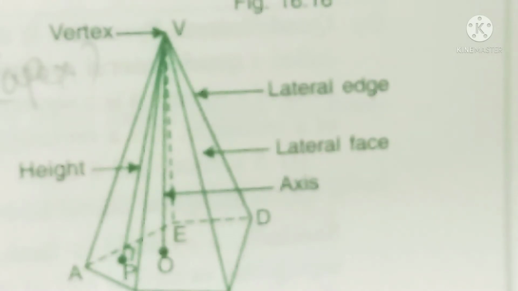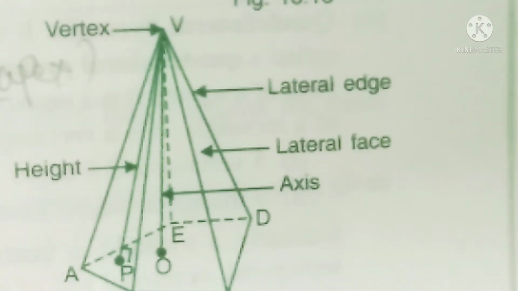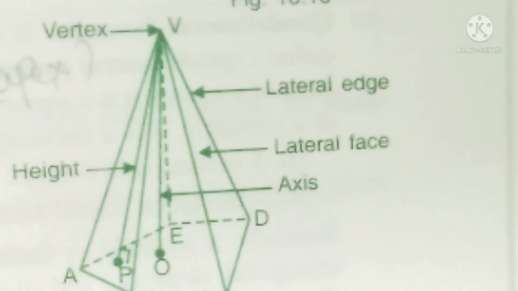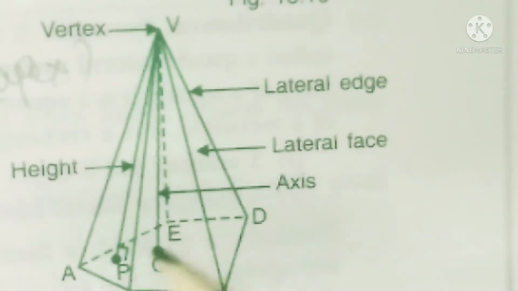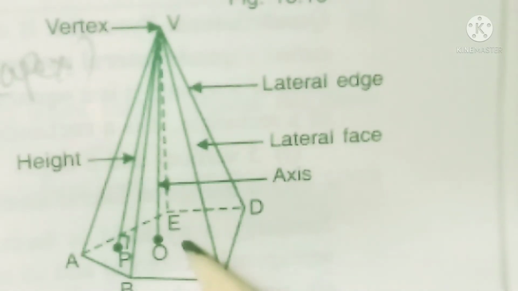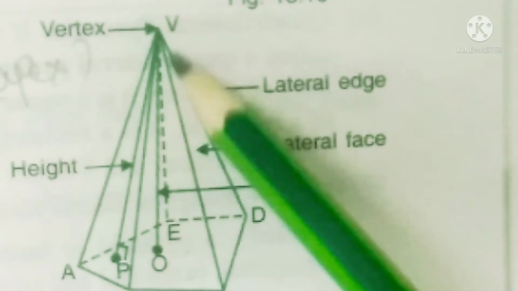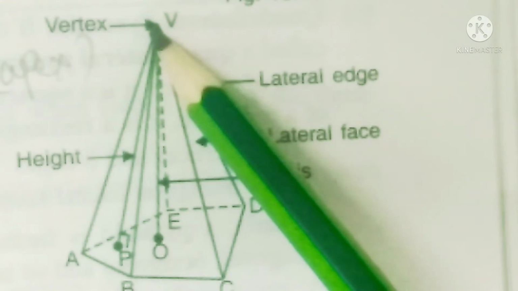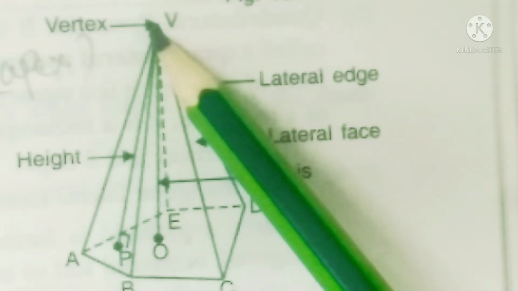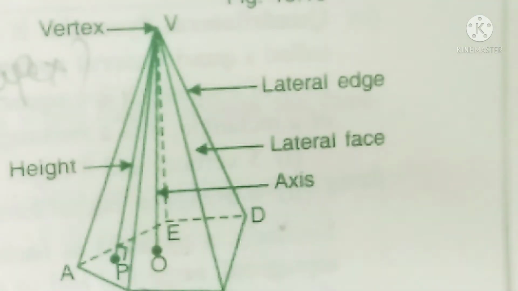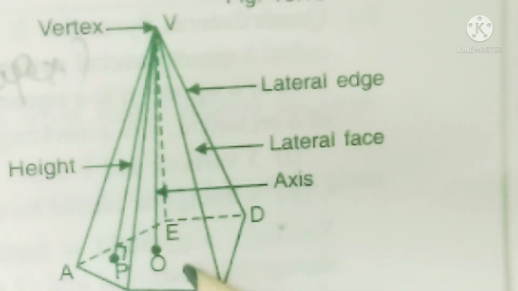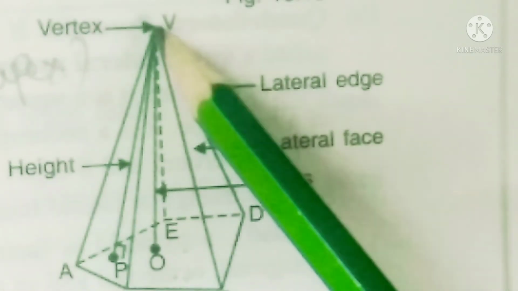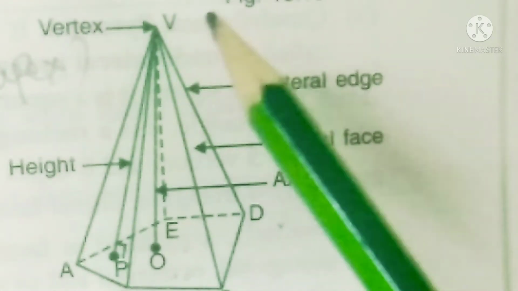Okay. So, what is a pyramid? A pyramid is a polyhedron whose base is a polygon, and whose side faces, all the lateral faces, are triangular in shape, and they meet at a point called the vertex or apex. So, a pyramid is a polyhedron whose base is a polygon and whose lateral faces are triangles having a common vertex, and this common vertex is called the apex. Okay.